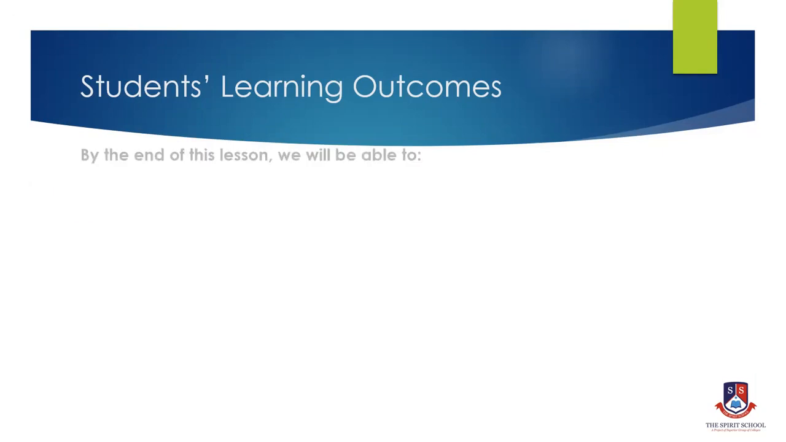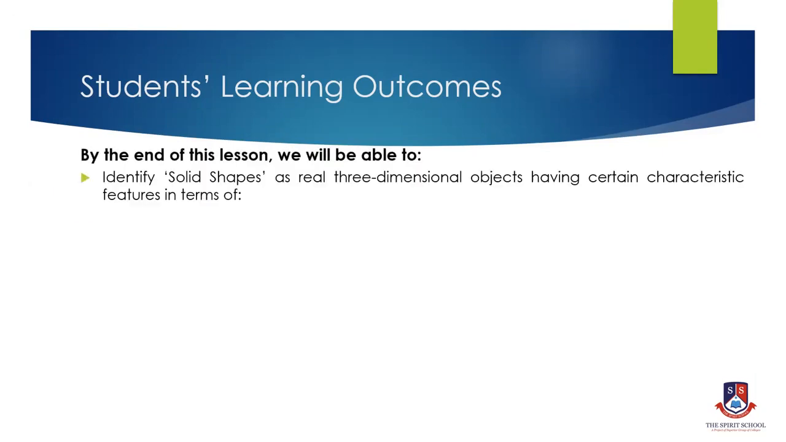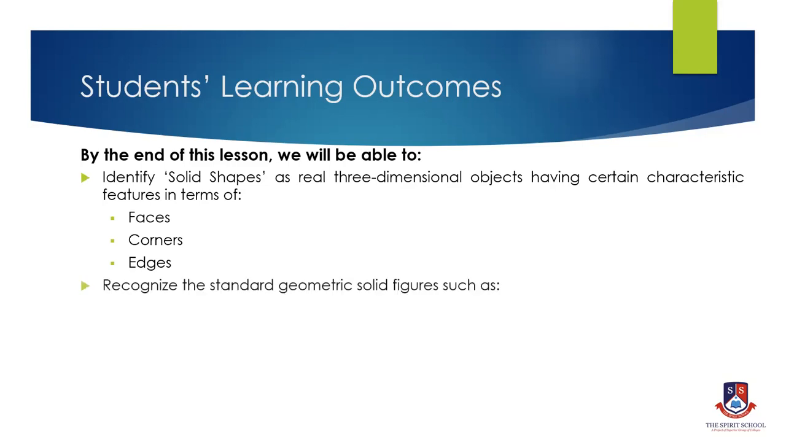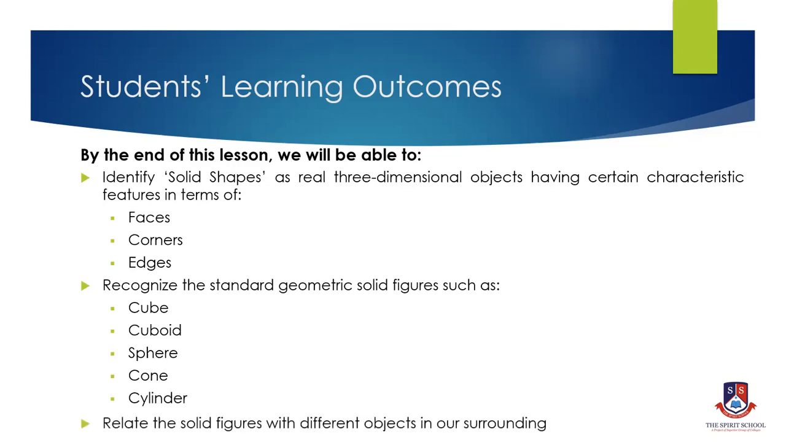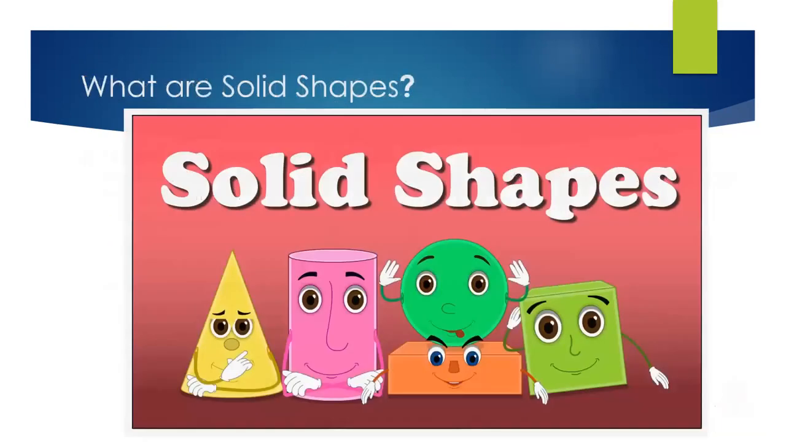By the end of this lesson, we will be able to identify solid shapes as real three-dimensional objects having certain features in terms of faces, corners, and edges. Secondly, we will be able to recognize the standard geometric figures such as cube, cuboid, sphere, cone, and cylinder. And thirdly, we will be able to relate the solid figures with different objects in our surroundings.